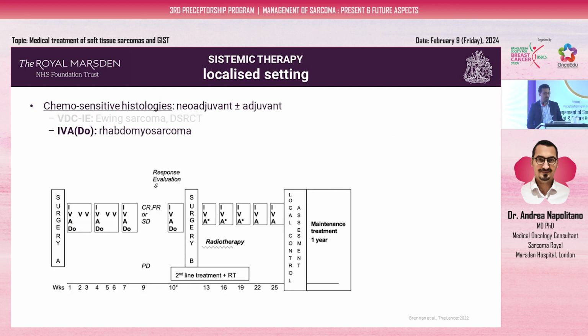Another example of this is rhabdomyosarcoma that, based on the risk group, can be treated with a combination of IVA, which is ifosfamide, vincristine, and actinomycin, plus or minus doxorubicin as well.